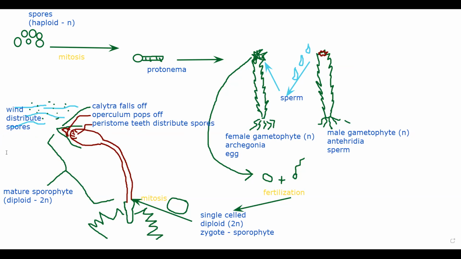And just a reminder, to get from sporophyte to spores, we have to do meiosis because the spores are haploid and the sporophyte is diploid. To wrap things up, if the spores end up in a suitable location, they'll undergo mitosis to grow into the mature gametophyte.